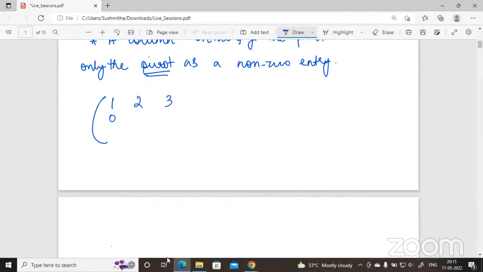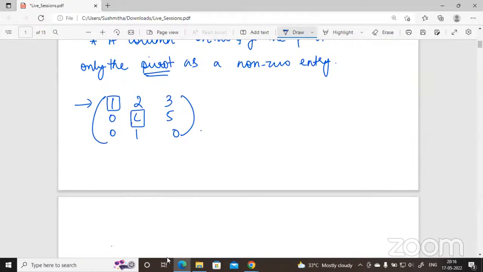1, 2, 3, 0, 4, 5, 0, 1, 0. Is this in row echelon form? No, ma'am. Why not? Because the second row does not have 1 as a leading entry. In the first row, the first non-zero entry is in the first column itself, and it is 1, and all the entries below that pivot are 0, so it is fine here. In the second row, the first non-zero entry is 4, which is not equal to 1. So this is not in row echelon form.